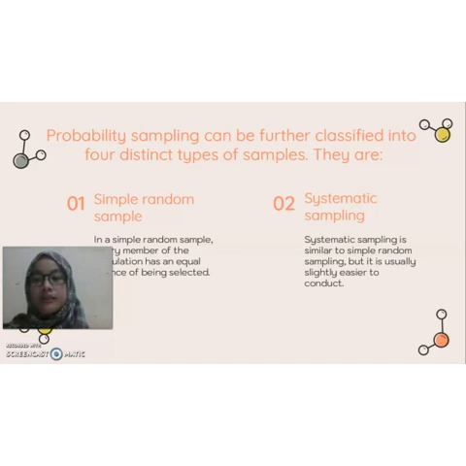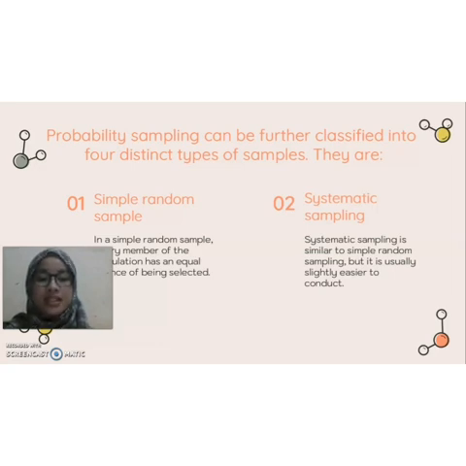Next, probability sampling can be further classified into four distinct types of samples. They are: first, simple random samples. In a simple random sample, every member of the population has an equal chance of being selected. It is mainly used in quantitative research. If you want to produce results that are representative of the whole population, you need to use a probability sampling technique.